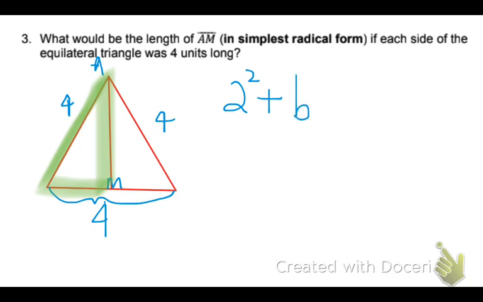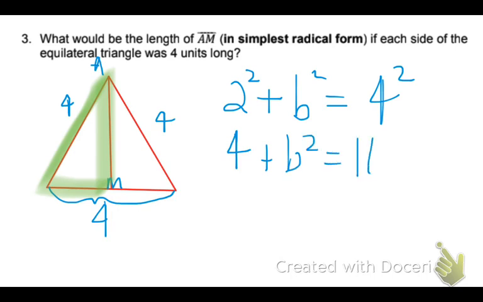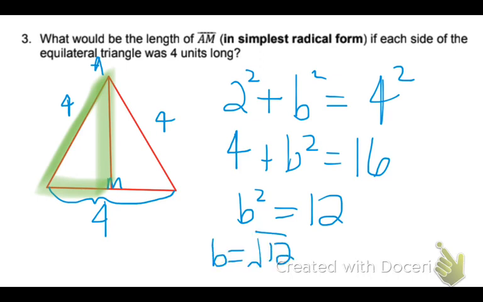So we have b squared equals the hypotenuse squared, so equals 4 squared. So we have 4 plus b squared equals 4 squared, which is 16. Then we subtract the 4. B squared equals 12. Take the square root of both sides. B equals the square root of 12. But remember last time we talked about the two different ways that we have to simplify radicals. Well, we have to simplify this square root of 12. We can simplify it further than what it is right now.